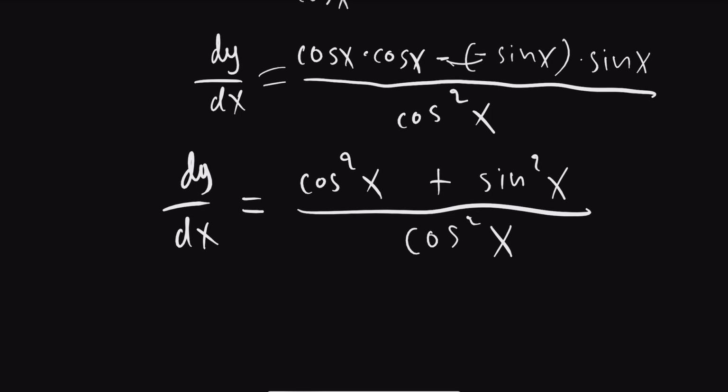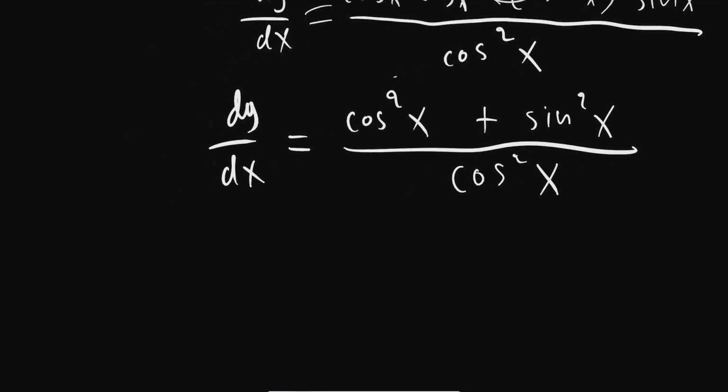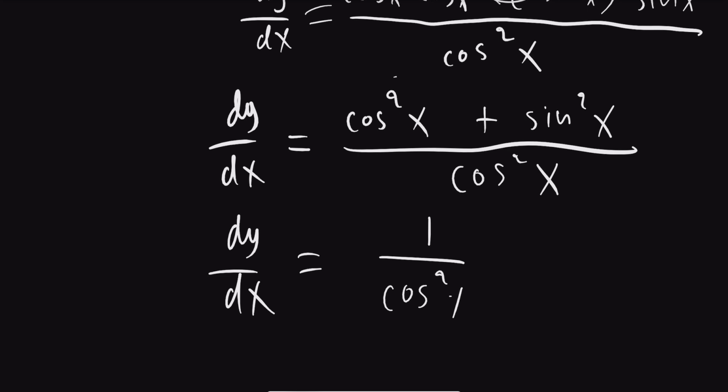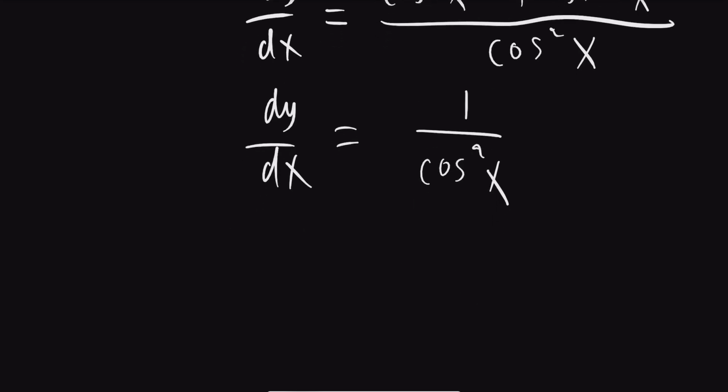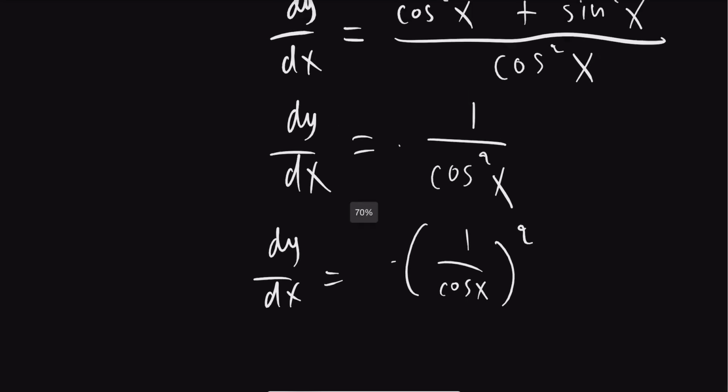What do we know from the Pythagorean identity? We know that cosine squared of x plus sine squared of x over here is equal to 1. This is the Pythagorean identity. So what I know is that dy/dx is equal to 1 over cosine squared of x. 1 over cosine squared of x is equal to 1 over cosine of x, all squared. Why is that? Because 1 to the power of anything is always 1. So this statement and this statement right here are equivalent.